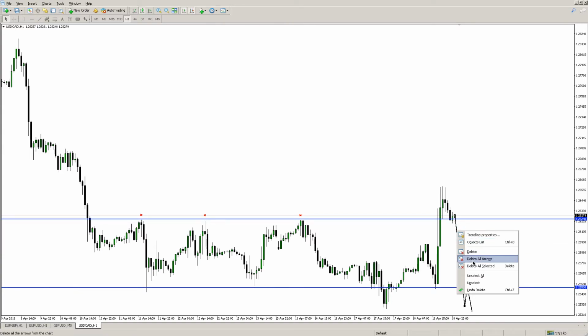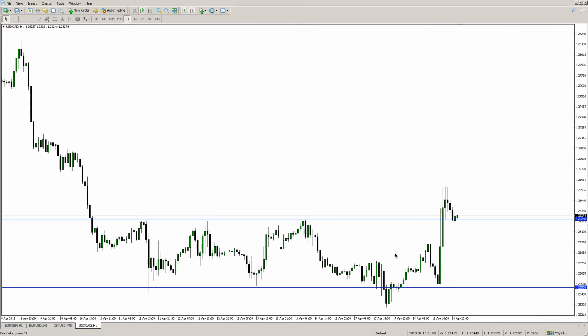All right, so dollar CAD, yeah, we did get that nice push up, cleared out those stops. In my opinion, I'd like to see this pair trade lower. I just need to wait for confirmation before I step in as a seller.